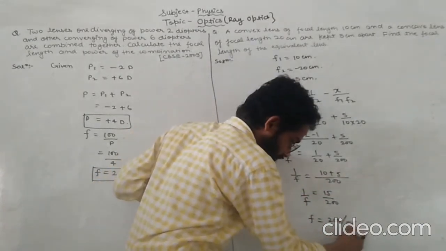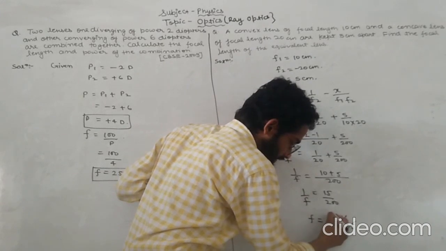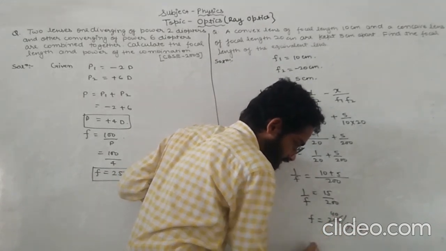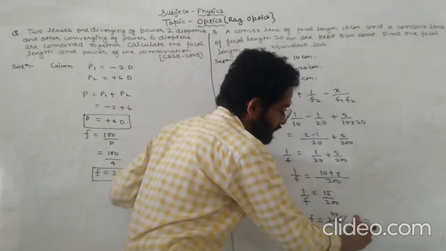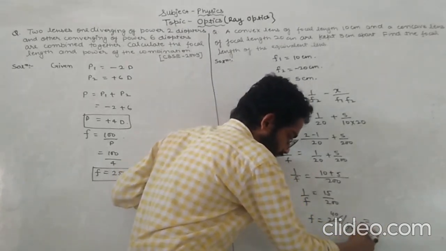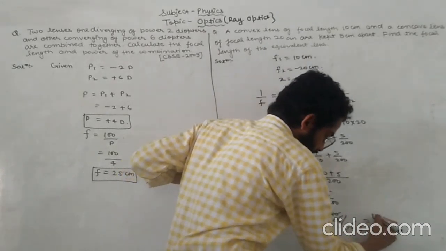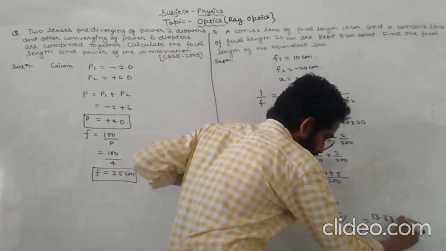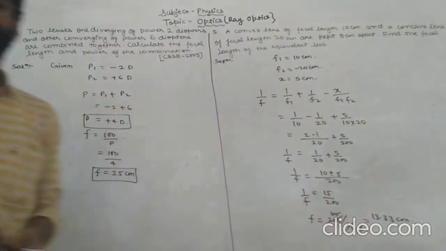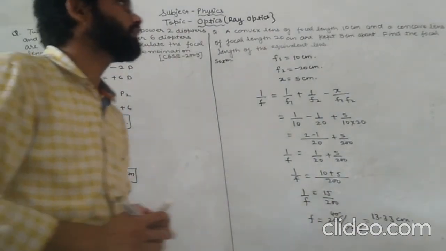Let us cut this. 5 fours are 20, 5 threes are 15. That is 40 by 3, which is 13.33 centimeters. So this will be the focal length of the combination.